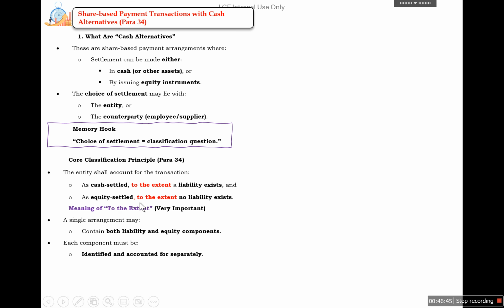Here the core classification principle is that the entity shall account for the transaction as cash settled to the extent a liability exists, and as equity settled to the extent no liability exists. The words "to the extent" are very important. A single arrangement may contain a liability component and an equity component, and each component we need to identify and account for separately. So the memory aid is: we need to split the transaction if the obligation is split.